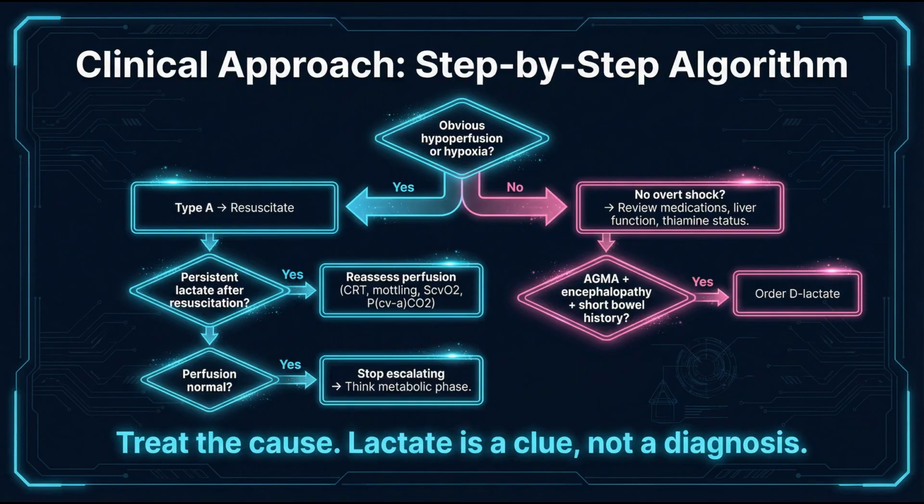So what is our step-by-step clinical approach? Step 1. Is the patient in shock? Check blood pressure, capillary refill time, mottling, and urine output. Step 2. If yes, resuscitate to restore perfusion. Use fluids, vasopressors, and inotropes as needed. Step 3. Reassess perfusion. Is the capillary refill time normal? Is the central venous to arterial carbon dioxide gap normal? Step 4. If perfusion is normal but lactate remains high, stop escalating therapy. Look for type B causes.